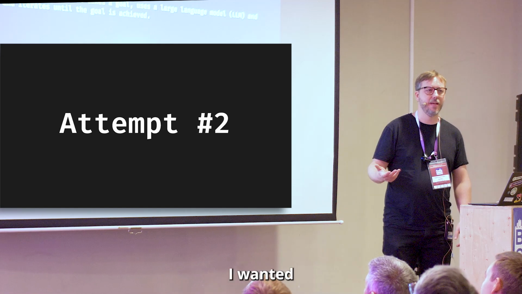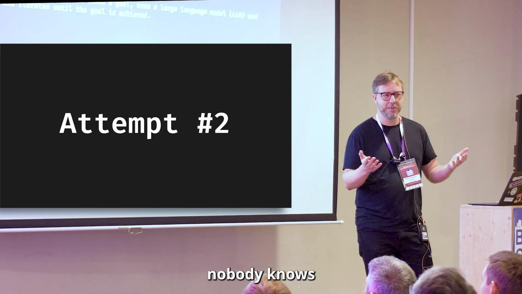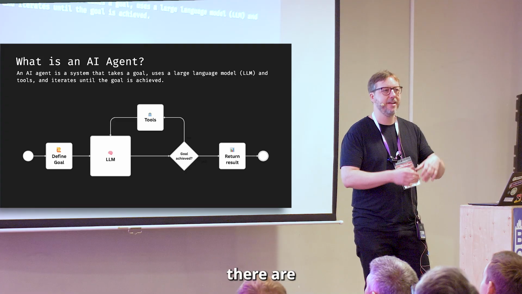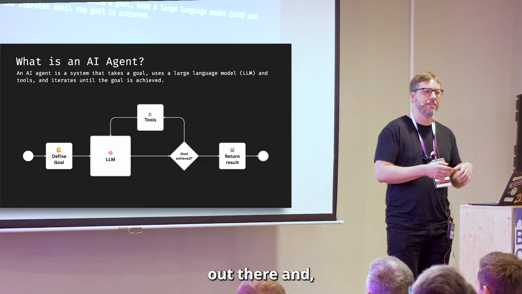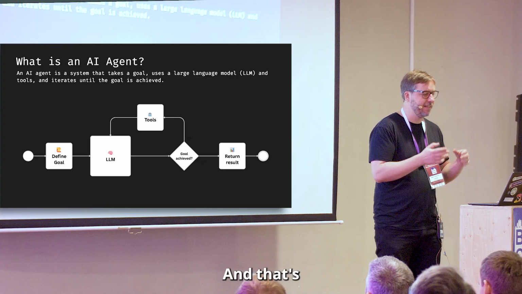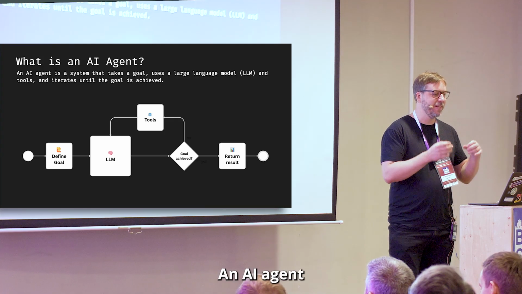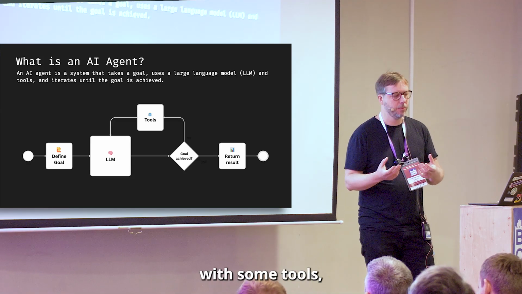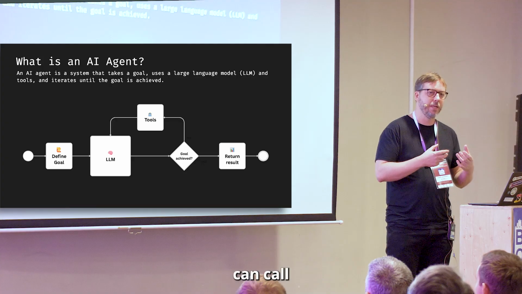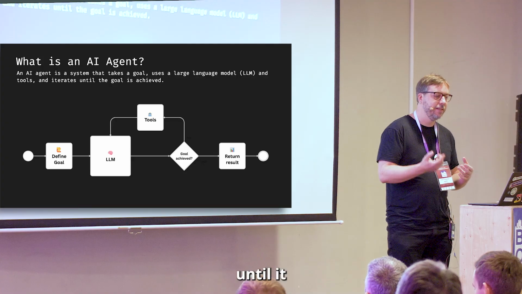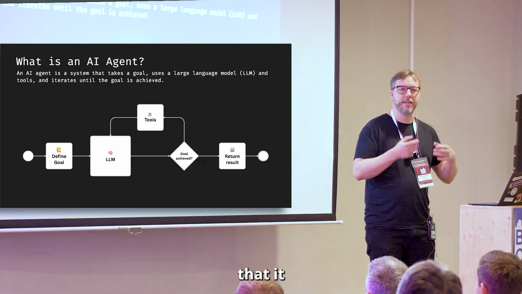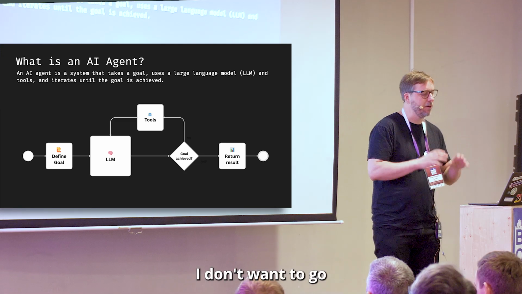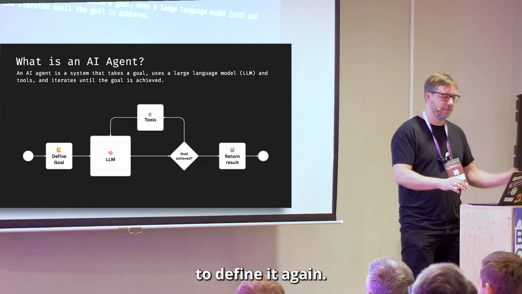Before we go deeper into that, I wanted to explain what an AI agent is. The problem is there are so many definitions out there and so many ideas, and that's the definition for me. An AI agent is a piece of software using a large language model combined with some tools, and the large language model can call those tools repeatedly until itself decides that it has achieved the goal and gives the result back. That's the best definition for me. I don't want to go deeper into this topic, but I just wanted to define it again.